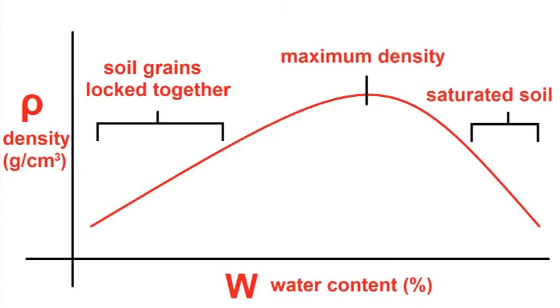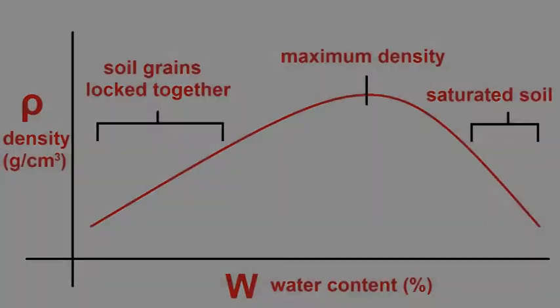If additional water is added, then the soil will become saturated. Since the water is relatively incompressible, the overall soil density is reduced. To find these, we will need to conduct compaction tests, also called standard and modified Proctor tests.